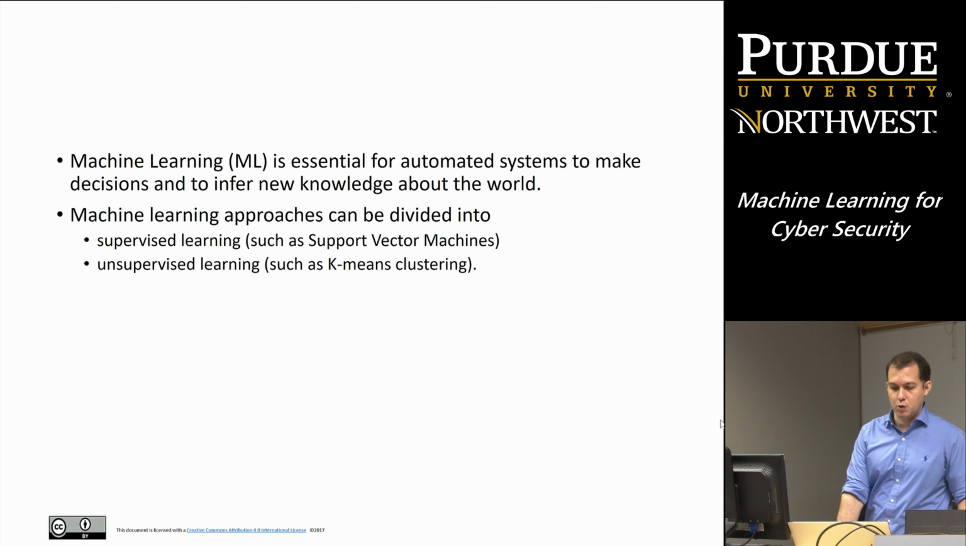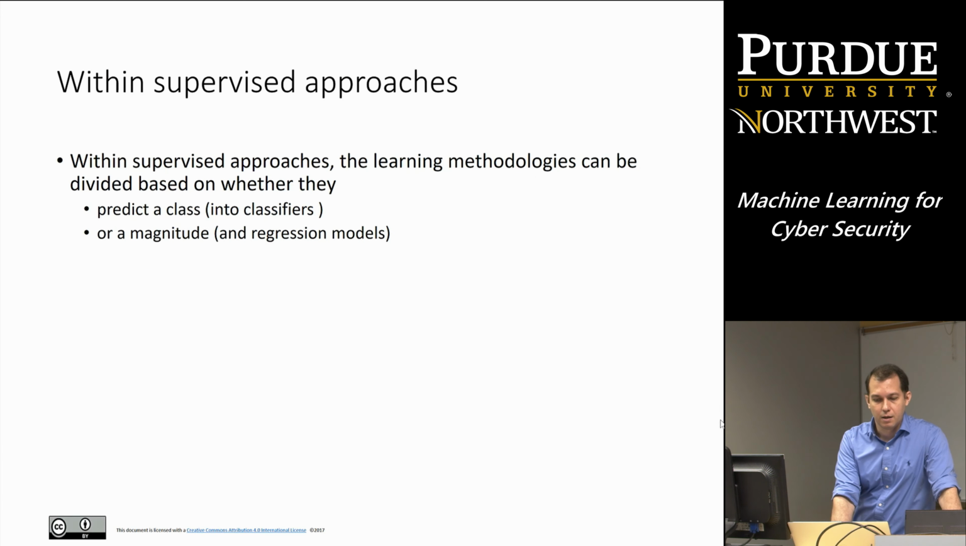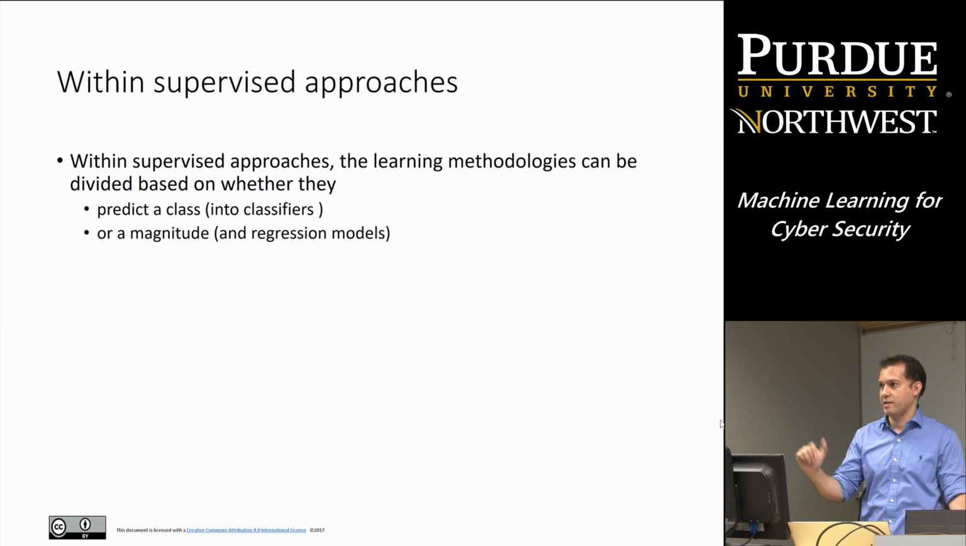So I already talked about supervised and unsupervised. With supervised approaches, the learning methodologies can be divided based on whether they predict a class or a magnitude, right? So for instance, what we were doing, intrusion, not intrusion, that's a class. But a magnitude is an example of linear regression. So in linear regression, housing prices, square footage, and other things determine the price, and that's a real valued number.